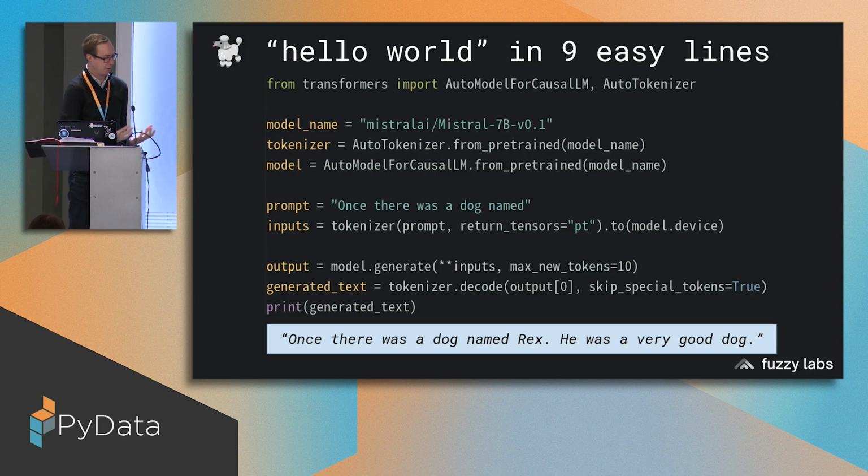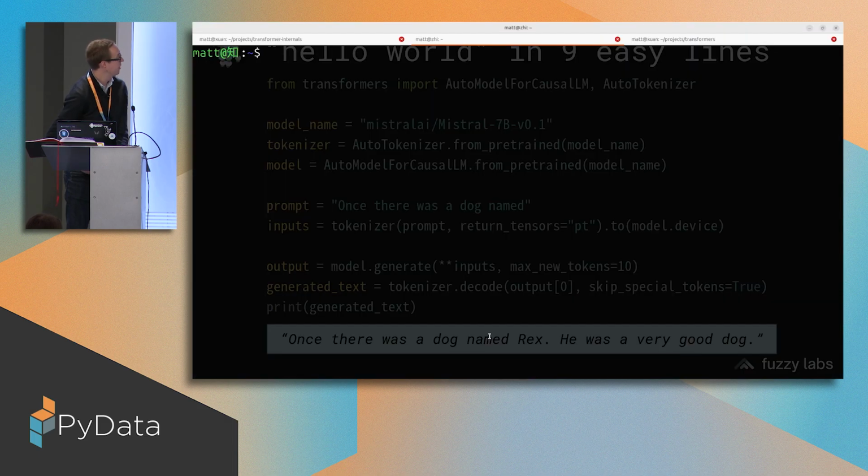So what is this doing? Well, firstly, if I run this, we'll find, for example, "once there was a dog named Rex. He was a very good dog." I've not met Rex, but I am inclined to believe that that's true. So actually, what we can do is run it. I should actually have set up this bit beforehand, but never mind.